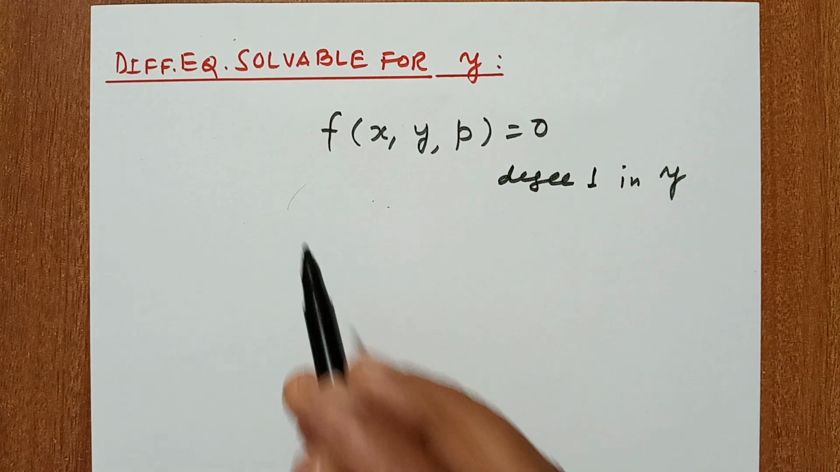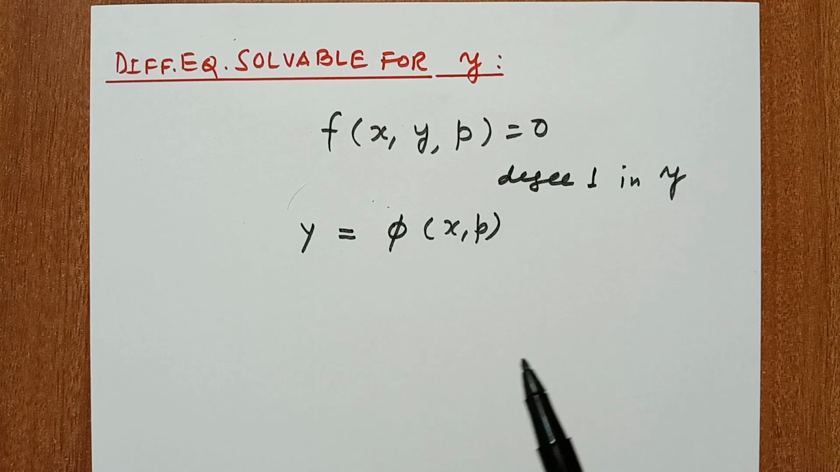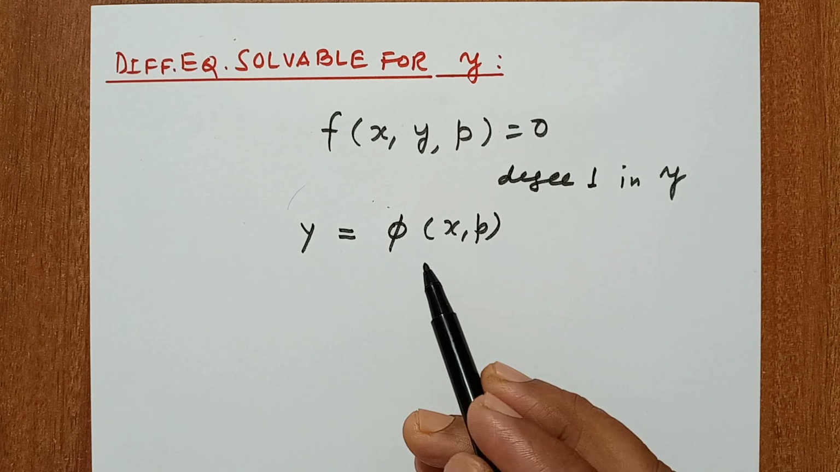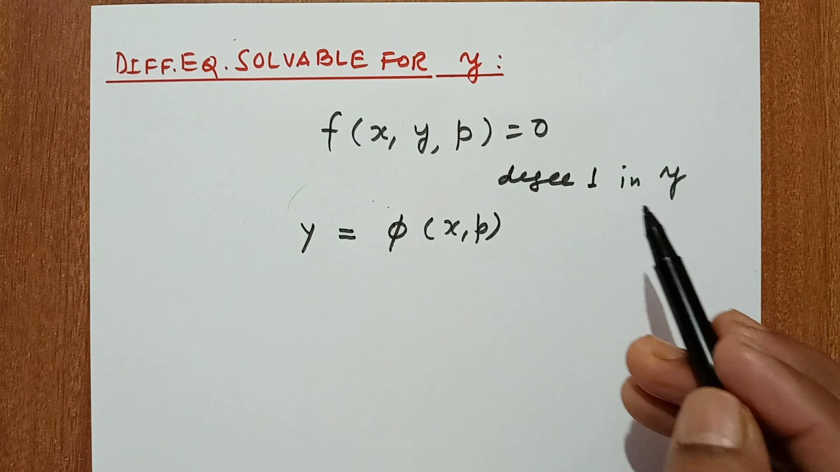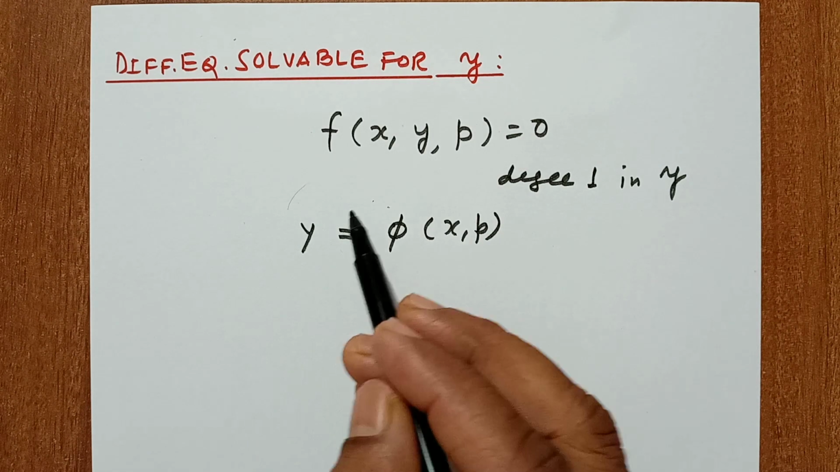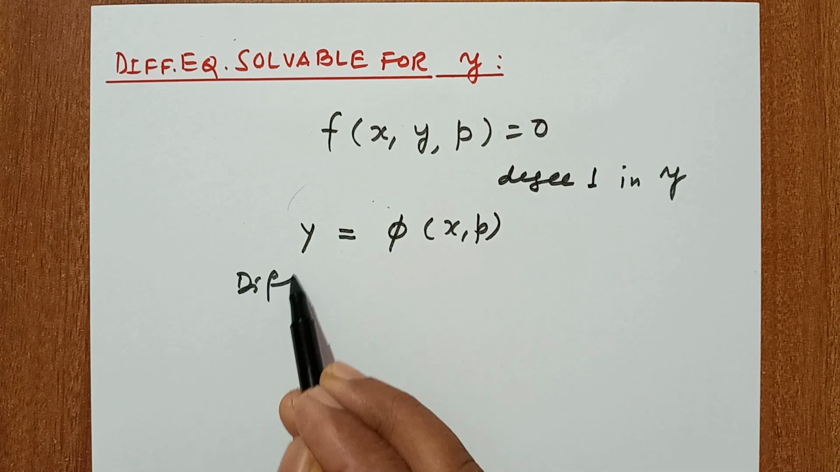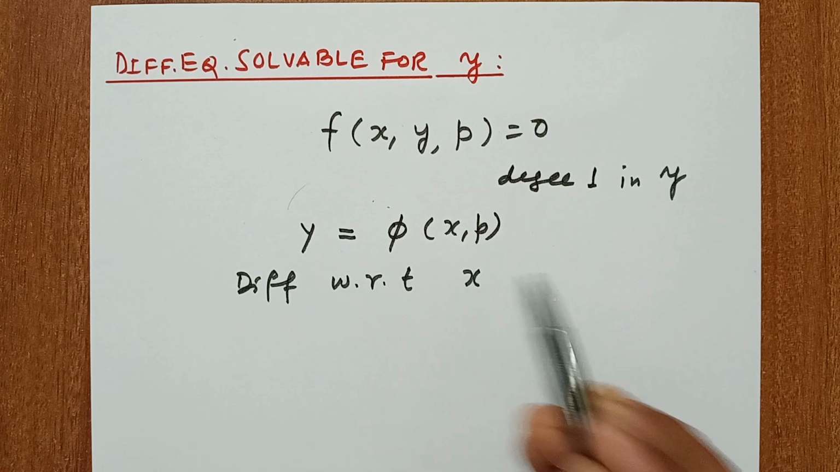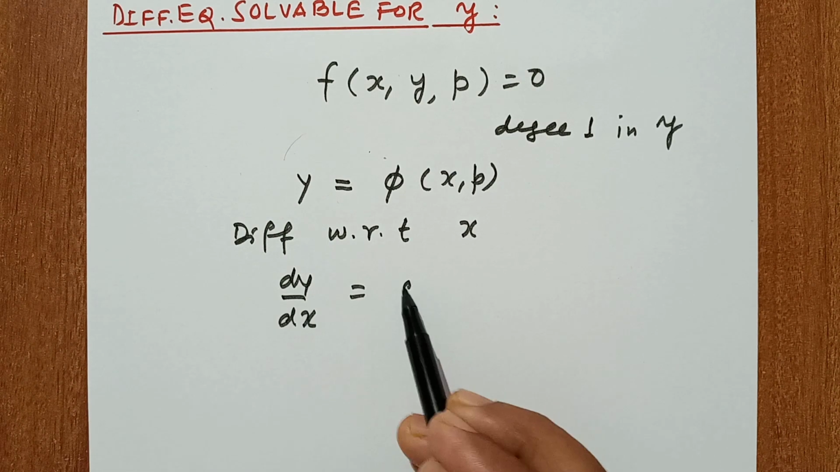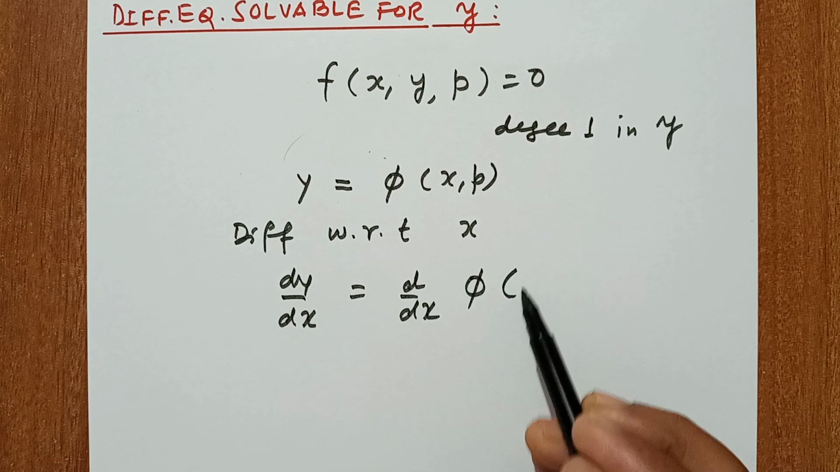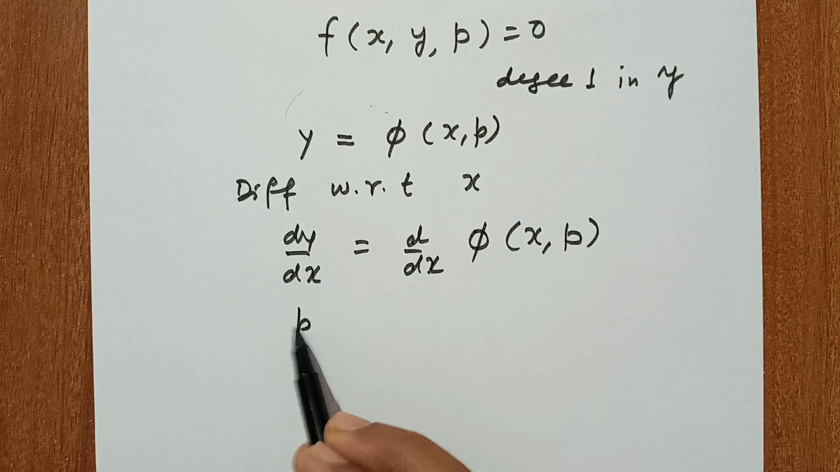Then we say the differential equation is solvable for y. It means first we put y is equal to a function of x and p. So what is the first step? First step is we see the given differential equation is of first degree in y. Okay, and then we put y on the left hand side and the other value on the right hand side. Second step is differentiating with respect to x. Okay, and then dy by dx is equal to d by dx of phi of x, p. Now putting dy by dx is equal to p, this is the third step.